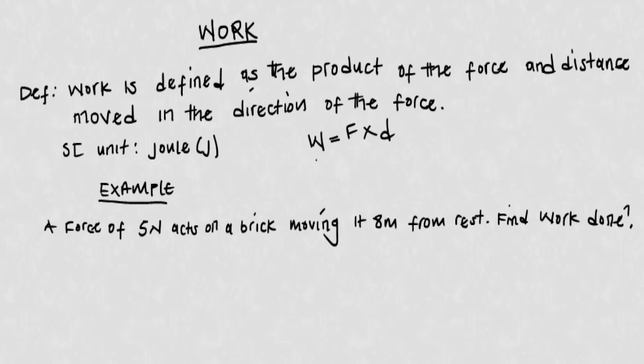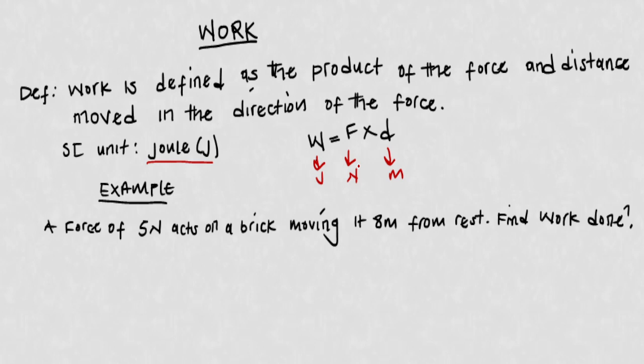Work. How do we define work? Work is defined as the product of the force and distance moved in the direction of the force. Work is measured in the unit joules. These are the SI units of work. To calculate work, we say work W, measured in joules, then the force in newtons, then the distance in meters.